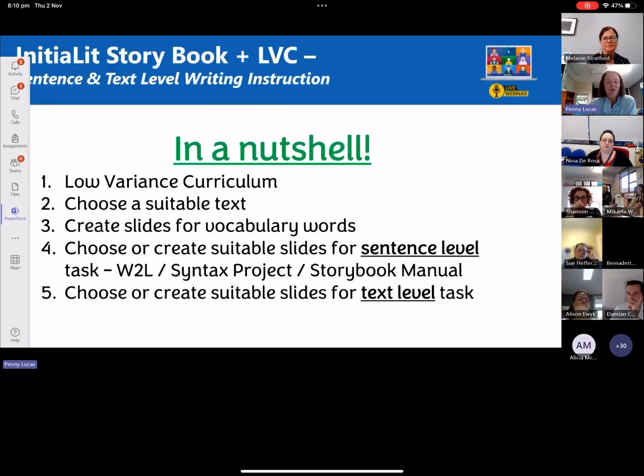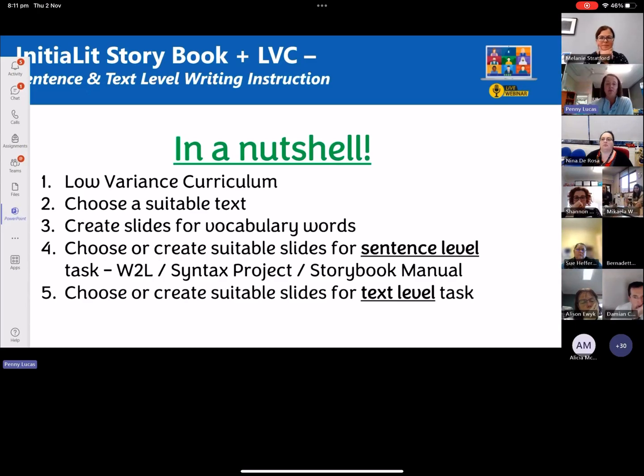So in a nutshell, I guess, what do I do? Well, I go to the low variance curriculum first. I have a look at what it's asking of the students, and then I choose a suitable text from the initial texts. They're wonderfully rich resources. You've got your tier 2 vocab words picked out for you. You've got all the listed comprehension questions there for you. So I go and choose a suitable text.